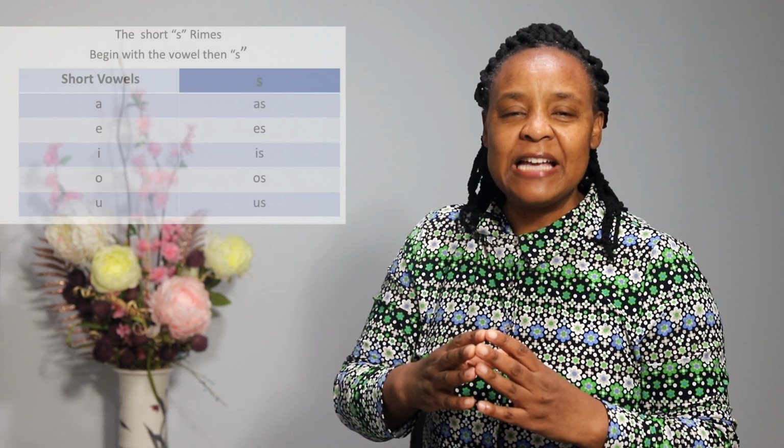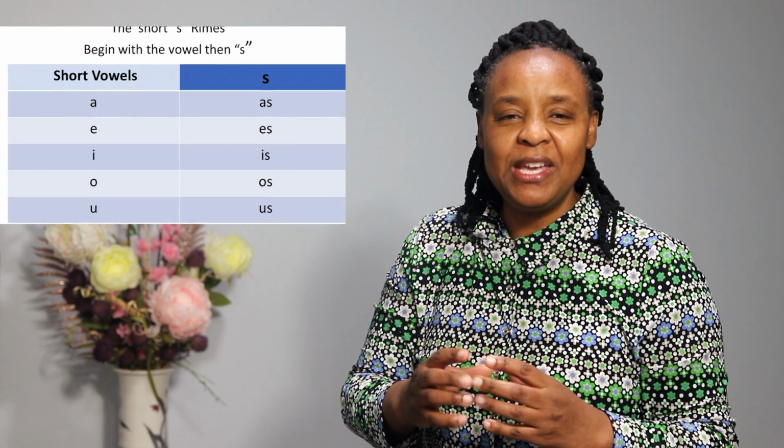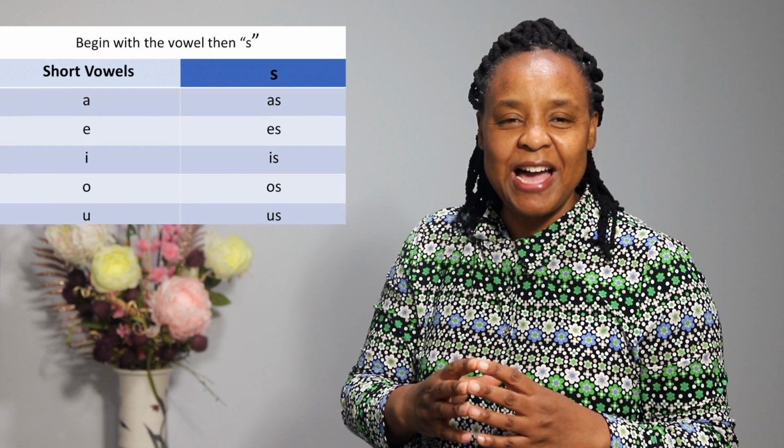And then we also decided that we want to attack this reading from all dimensions. So we started with the short vowel sounds, and then we've gone to the long sounds. And now I want us to start with the vowel. When we start with the vowels A, E, I, O, U and then add S, it's going to say: as, es, is, os, us.